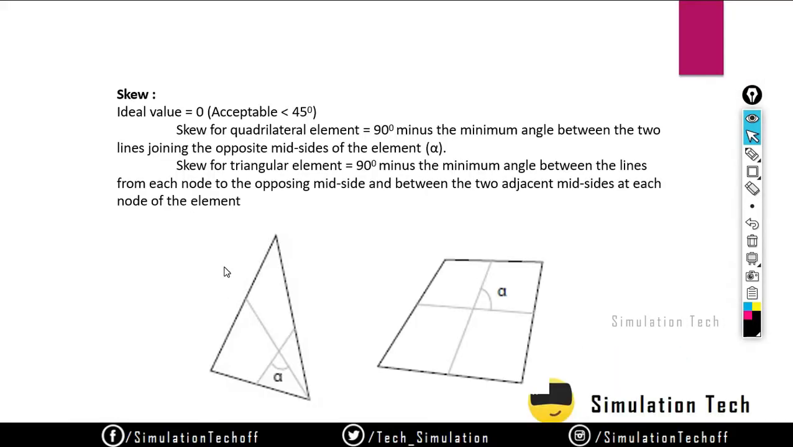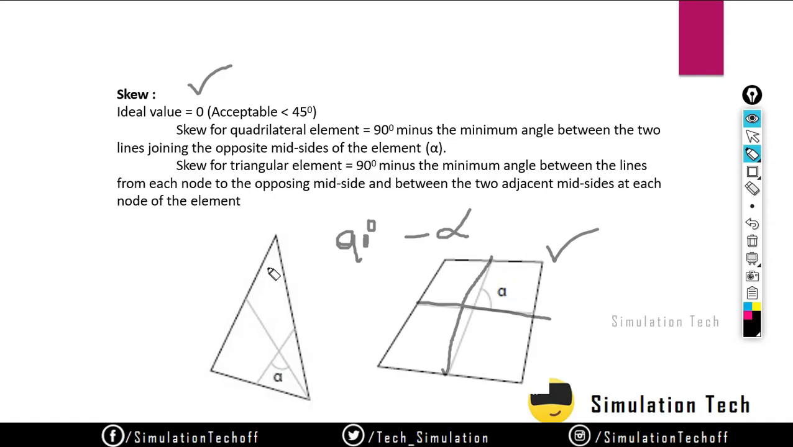What does skew mean? Skew is applicable for both triangular as well as quad elements. If it is a quad element, you need to connect from midpoint to midpoint and midpoint to midpoint. Obviously if it is deformed, one side will be lesser or one side will be greater, and you may get an angle, a minimum angle. So skew means 90 degrees minus this angle. This alpha is the minimum angle you experience here.